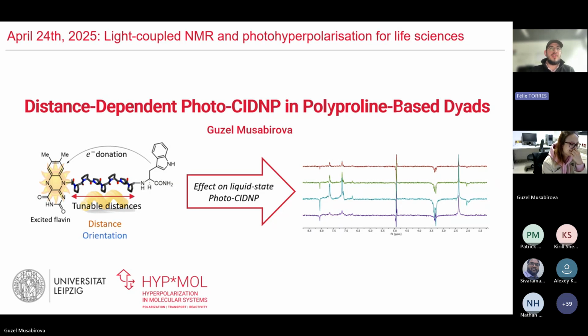Transregio by the German Research Foundation. She did a PhD in biophysics at the Kazan Federal University in Russia, and she's been working as well on the spatial structure of complexes of statin with model membrane using NMR spectroscopy with Professor Vladimir Kloshkov. And today she's going to talk about distance-dependent photo-CIDNP in polyproline-based dyads, which is something that we see a lot as well in enzymes, so in biomolecular systems. Yeah, really excited to hear about your research, and the floor is yours.